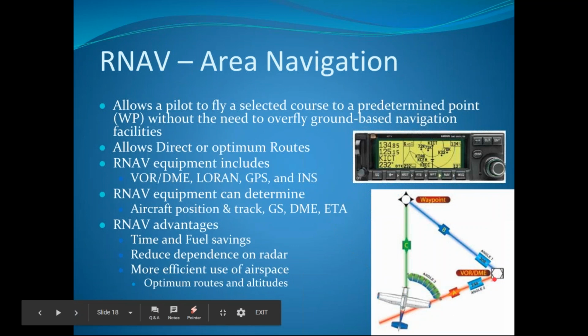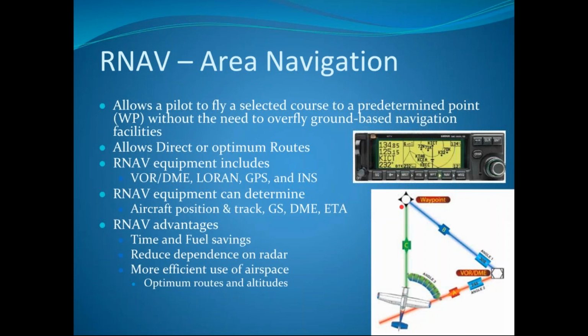So these waypoints, as you can see, using ground-based navigation, to fly to this point right here, we'd have to fly to the VOR DME, and then we'd have to fly out from the VOR DME to that station. But using RNAV, we can fly directly from this point, wherever it may be, to that waypoint in a direct course. And that's just a much more efficient use of the airspace. It reduces our dependence on radar, and it gives us optimum routes and altitudes.